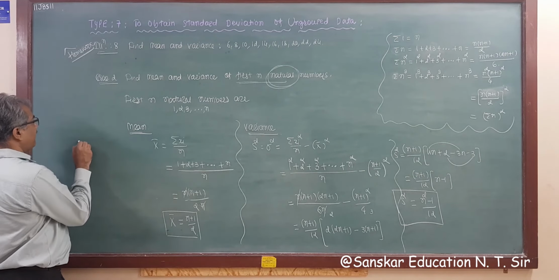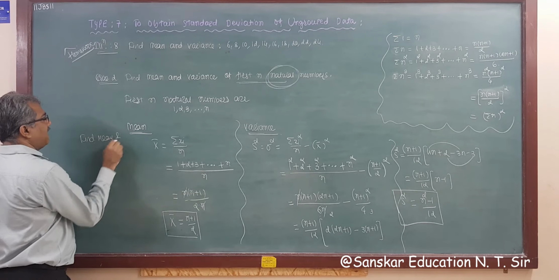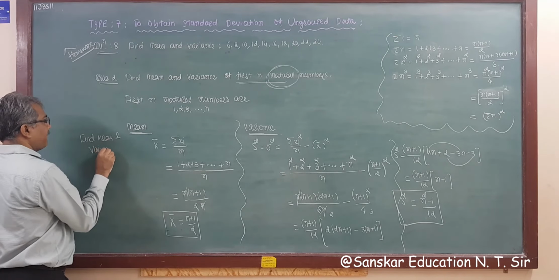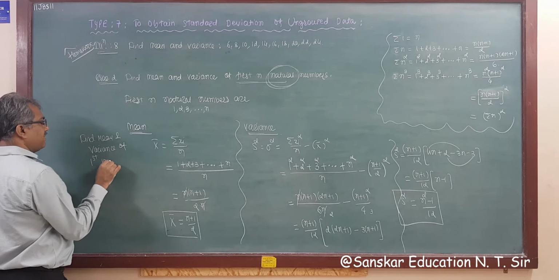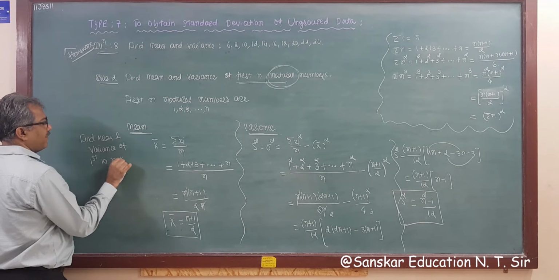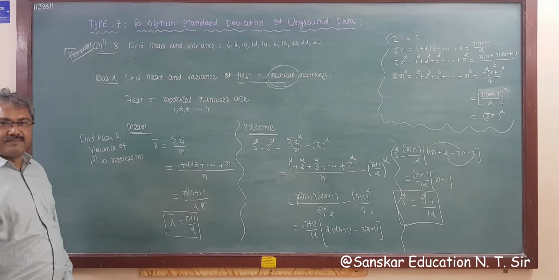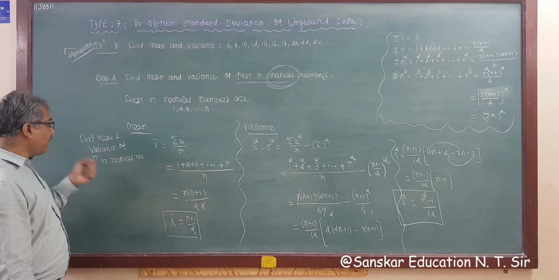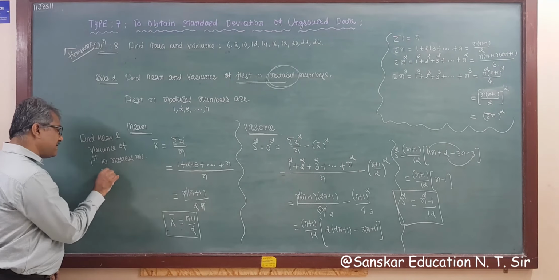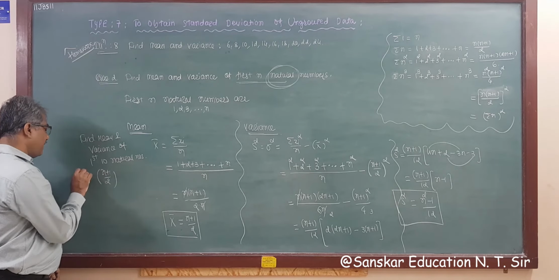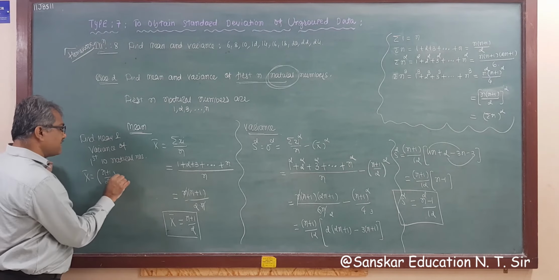Suppose you have an example: find the mean and variance of the first 10 natural numbers, right? So the mean for the first n natural numbers is n plus 1 by 2, that is x bar, but here the number given is 10. So what is your answer?